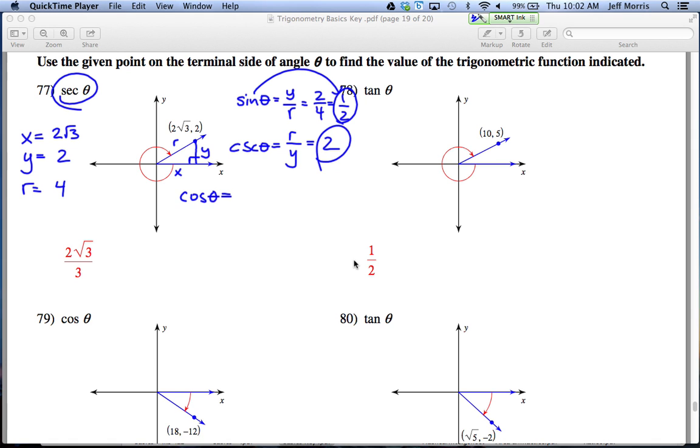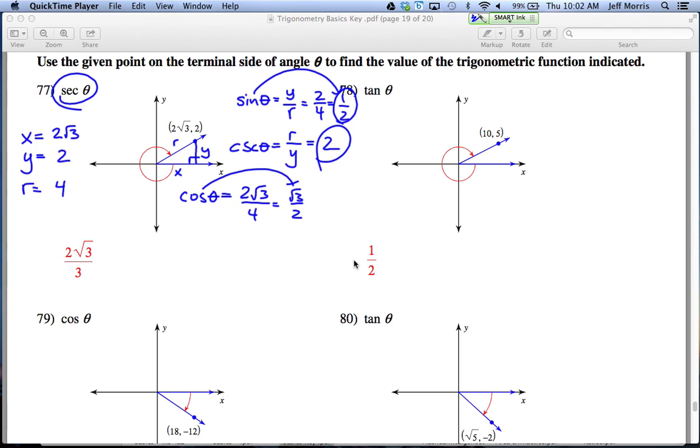By the way, I realize that this is unit circle values, and I'll tell you why I know that now. Okay, cosine. X over r. So it's going to be 2 root 3 over r, which is 4. That reduces to root 3 over 2. Okay, so there's cosine. I actually know this angle.